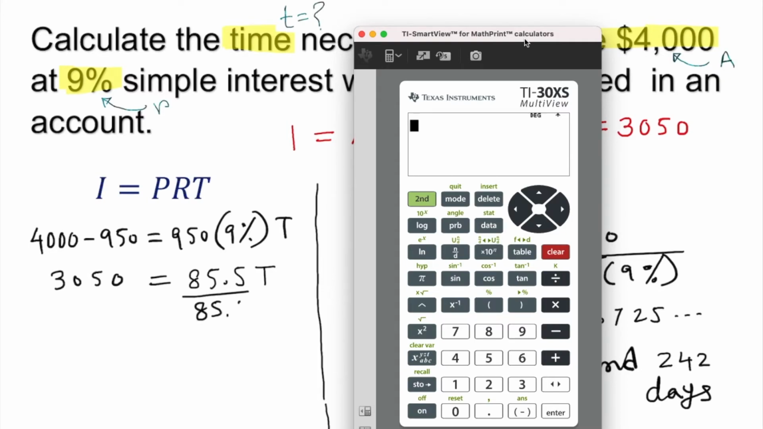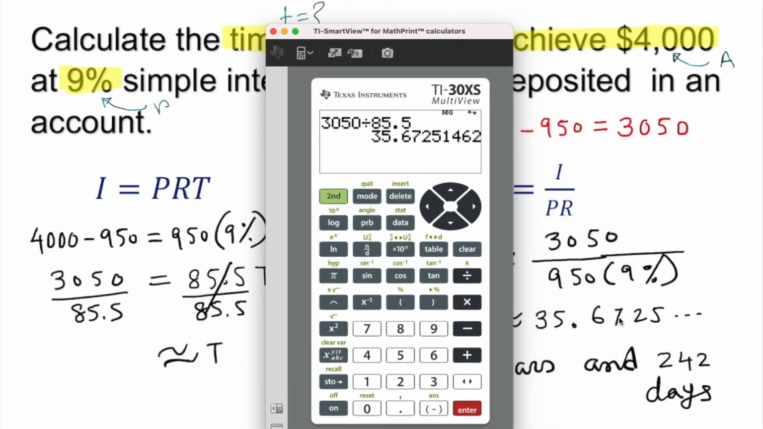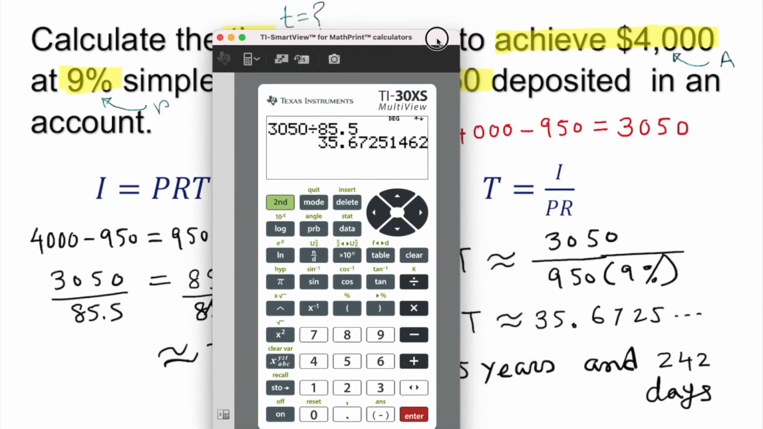So we divide by 85.5, divide by 85.5, cancel out. T should be, now put that one down here, 3050 divided by 85.5, enter. It comes out the same thing actually. It's absolutely the same thing.